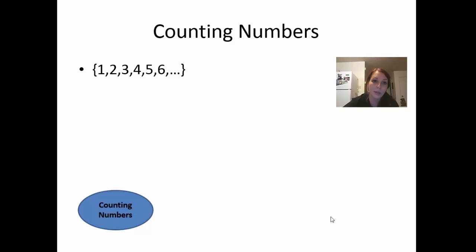These are numbers that you use to count everyday objects. These are also called natural numbers. So that's something you might want to write down. Counting and natural are the same thing.